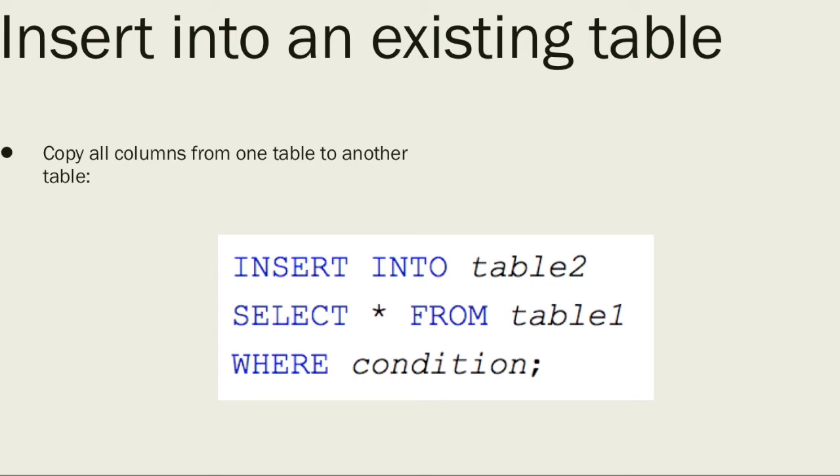This is an example of copying all columns from one table to another table. Insert into, this is our target table, or the existing table we want to insert data into. And then select star from table 1, the other table. You can have the where condition or not.